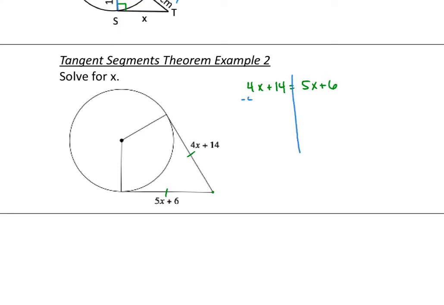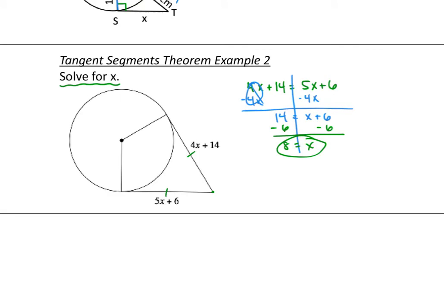I'm going to start by subtracting 4x from both sides. So then I have 14 equals x plus 6, and now I'm going to subtract 6 from both sides. 14 minus 6 is 8. In this case, we don't need to plug it back in because the question was just saying to solve for x. So once we solve for x, we're done.